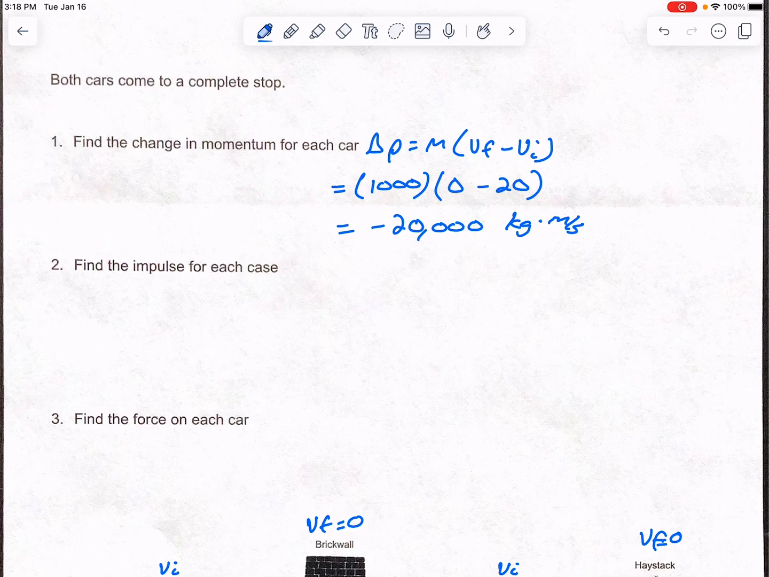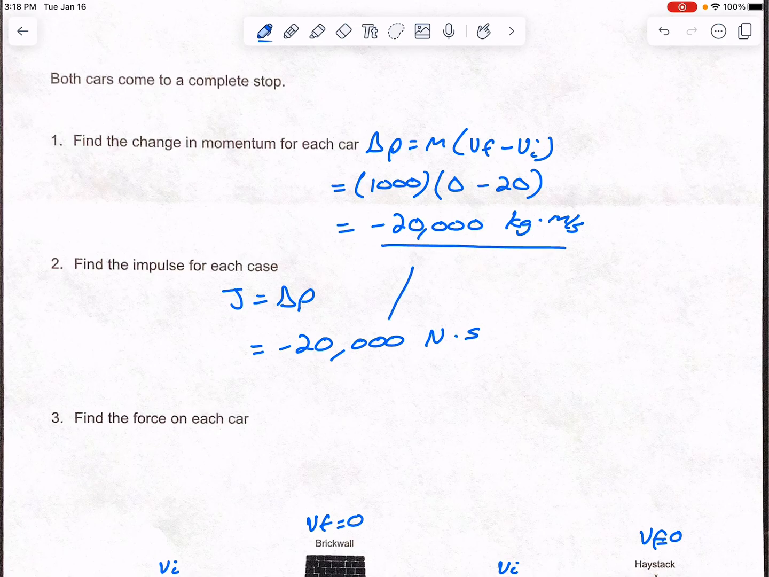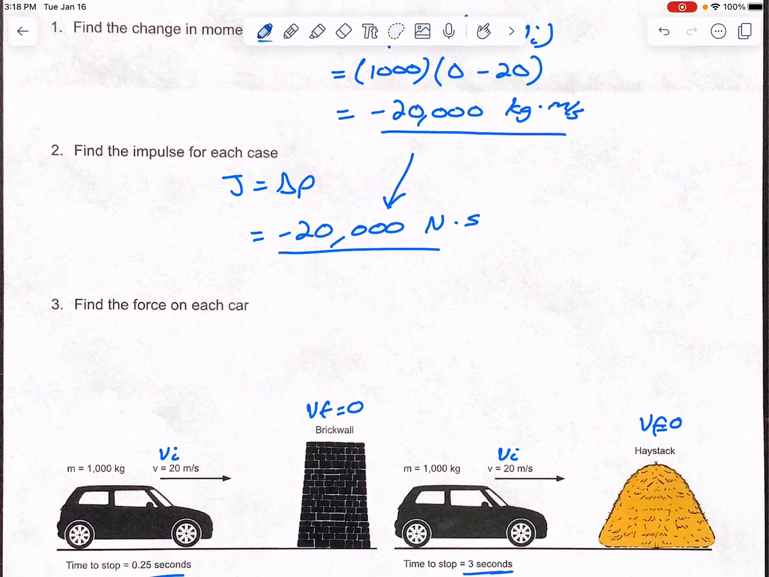Okay, number 2 says find the impulse. Well, remember, J equals momentum. Impulse equals change in momentum. So therefore, it's also negative 20,000 newtons times seconds. Okay, so you got to really make sure you understand how these can go back and forth, because what we can do is we can use that momentum to find a force or time, like in number 3.